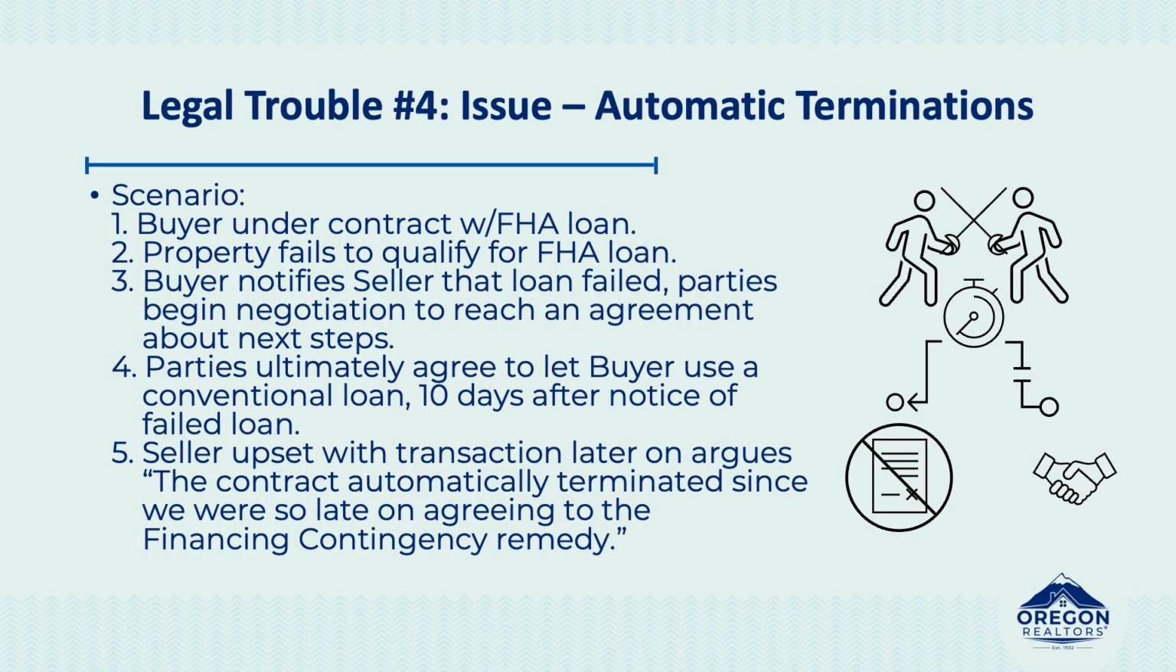The fourth issue that we address in the Oregon Realtors forms is automatic terminations. So here's your scenario. A buyer is under contract, and they're using a Fair Housing Association loan.